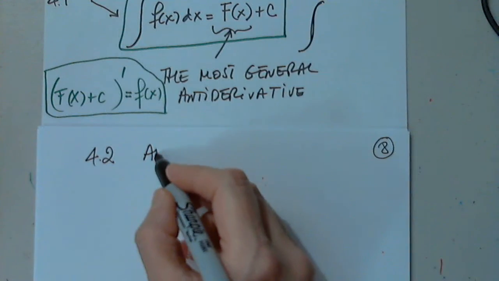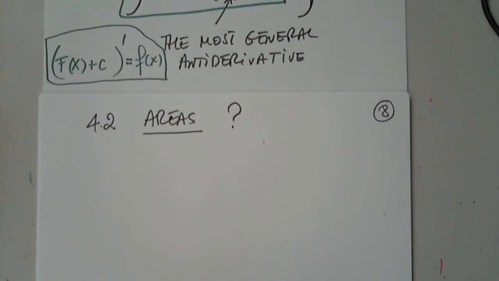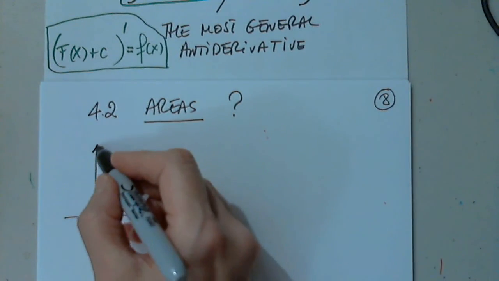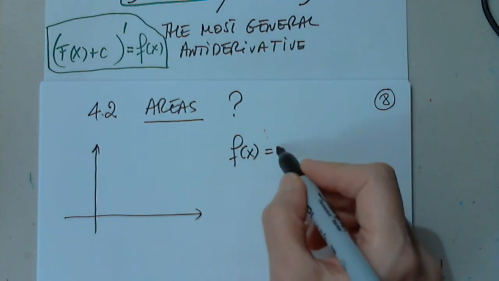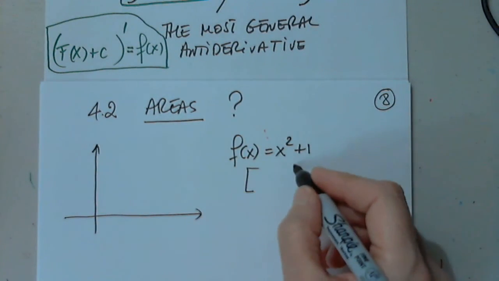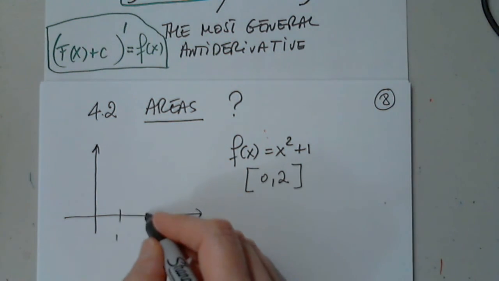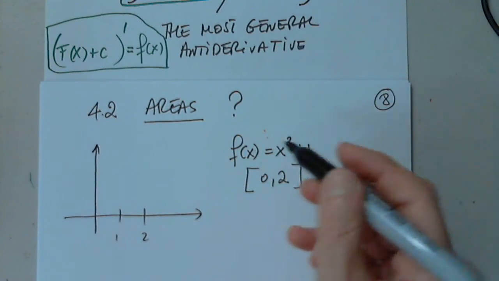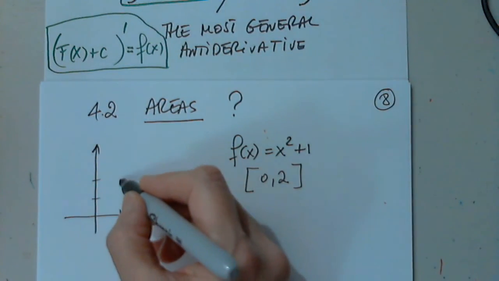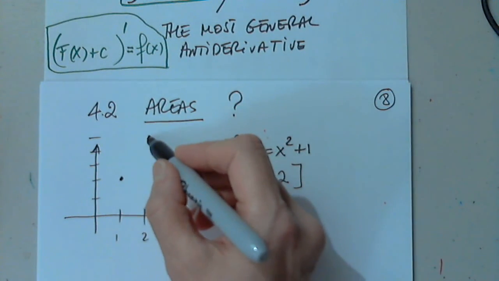Here we're going to look at areas. And you can say, what are you talking about? What area? Okay, here's an example. Let's suppose I start with a very simple function like x squared plus 1. I'm going to choose a very simple interval, 0, 2. So this is 1, this is 2. When x is 0, of course, y is 1. When x is 1, I get 2. And when x is 2, I get 5. 3, 4, 5, right here. So here's the graph.